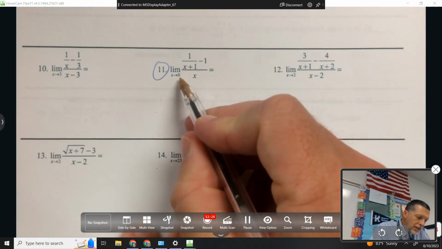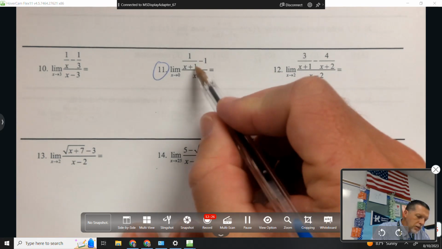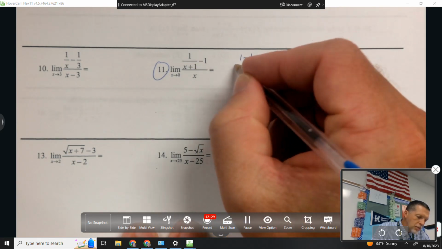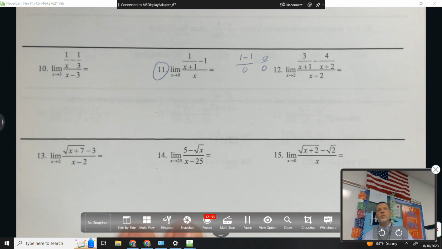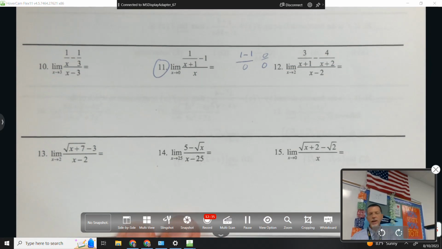So if we plug in 0, let's see, we get 1 over 1 is 1, minus 1, plug in 0 in the bottom. Yeah, 0 over 0, so that doesn't work. So yes, we got to do one of our tricks with this one.